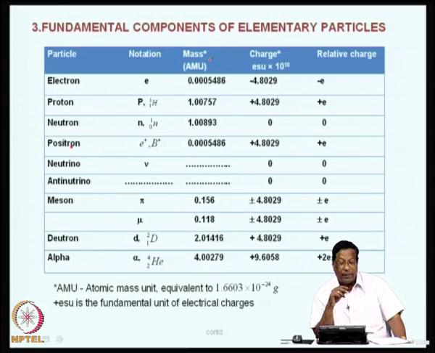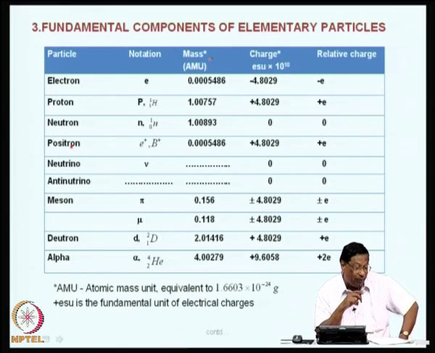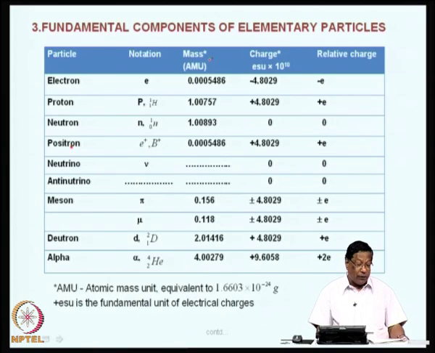And we also have here the mass unit, that is known as AMU, the atomic mass unit, equivalent to 1.6603 into 10 raised to minus 24 gram. And de Broglie in 1925 advanced the theory that electrons also possess wave properties. That means the electrons will be moving like waves, and what are the properties of waves? They cause reflection, they cause diffraction.